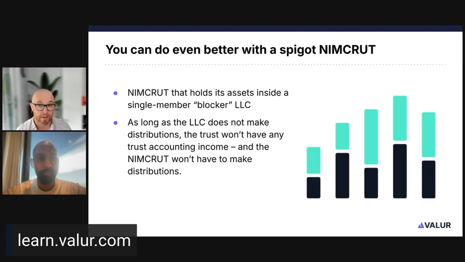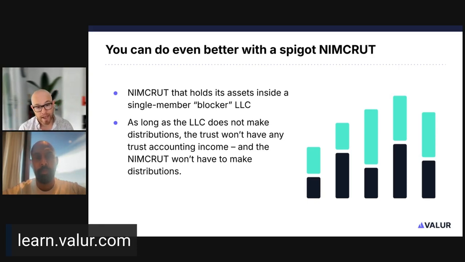We've been hinting at this. Let me just put a fine point on it. The way a Spigot NIMCRUT works is you have a NIMCRUT just like any other. It's going to pay out the lower of that payout percentage or the accumulated amount or your income. But what you do is you layer an LLC in between the NIMCRUT and the assets. So the NIMCRUT owns an LLC, and that LLC owns the assets.